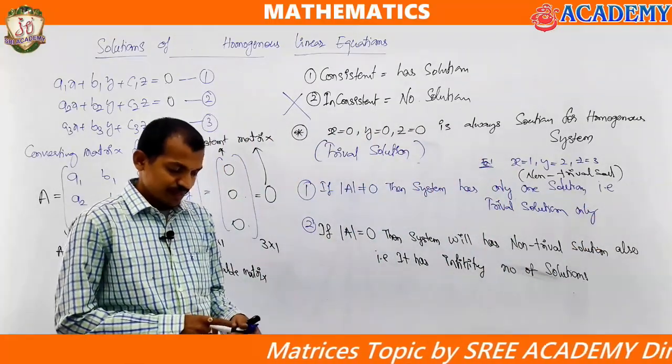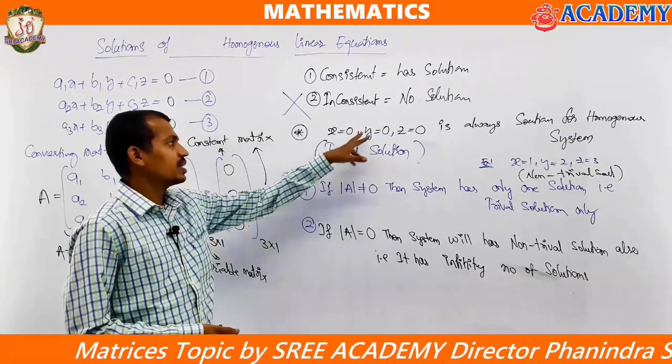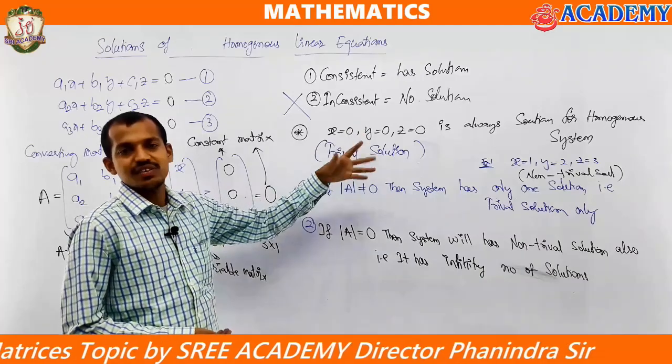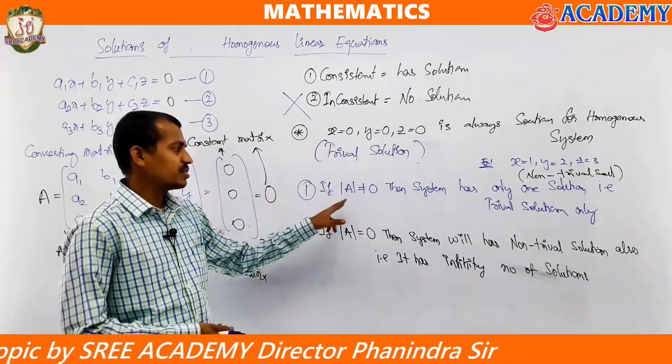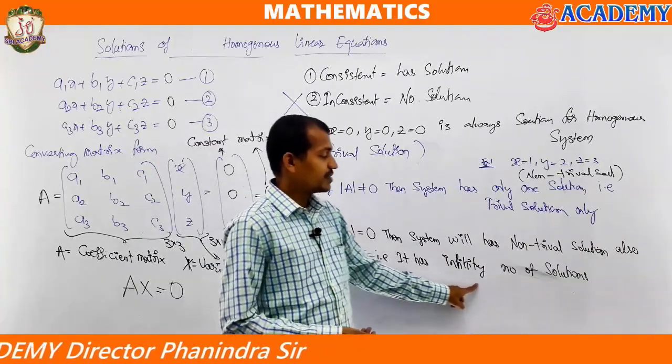One is, if determinant not equal to 0, then only one solution, that is x value, y value, z value always is going to be zeros. If determinant equal to 0, infinity number of solutions will be there.